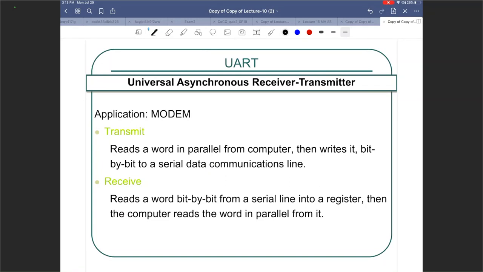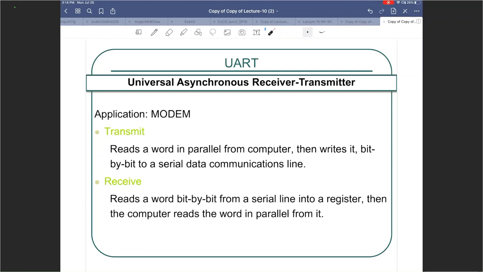Application: modem, universal asynchronous receiver transmitter. Just a few literature survey points here. A transmitter on the UART reads a word in parallel from a computer, then writes it bit by bit to a serial data communications line. So it reads the word in parallel, with parallel access from the computer, then loads it bit by bit. So parallel out, serial in.